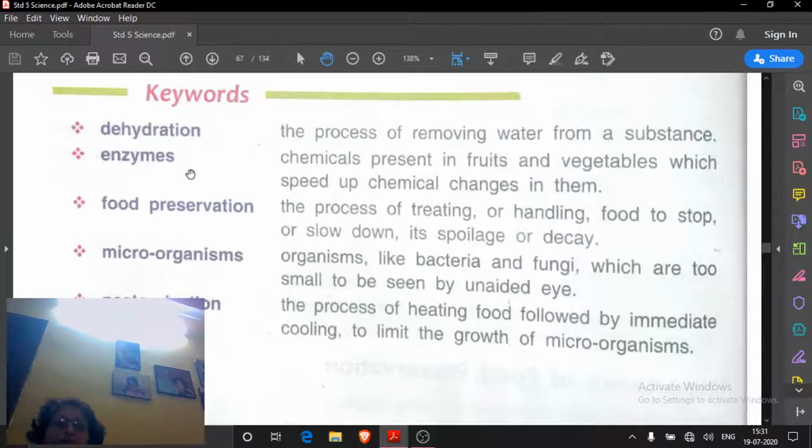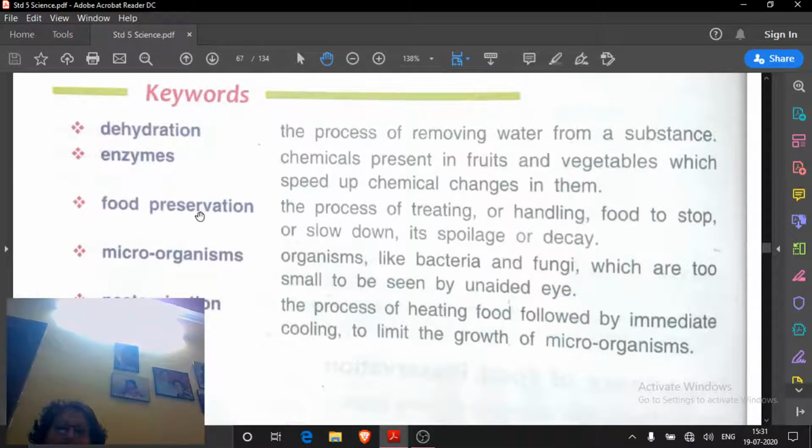Then enzymes. Enzymes are good also, and if it is more than the required quantity, then it may spoil the fruits and vegetables. Enzymes are the chemicals present in fruits and vegetables which speed up chemical changes in them. And if enzymes are more, chemical changes mean more spoilage of fruits and vegetables.